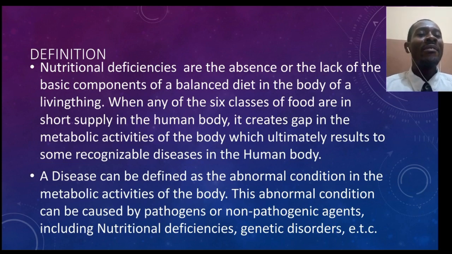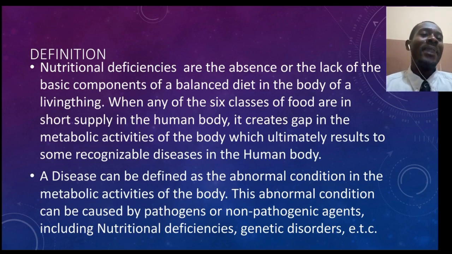So, when any of the 6 classes of food are in short supply in the human body, it creates a gap in those metabolic activities. And when those gaps are created, automatically the cells are going to suffer some recognizable diseases in the body.